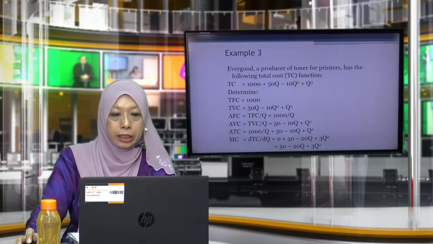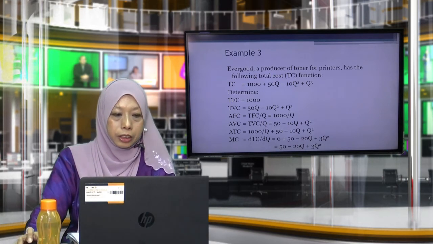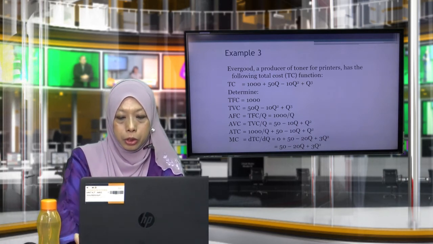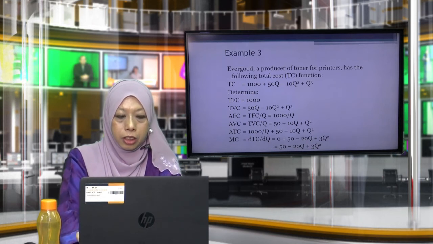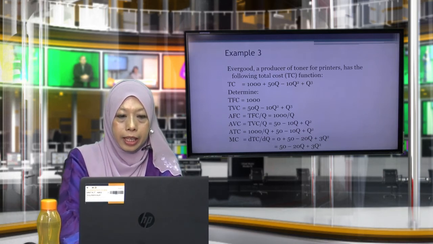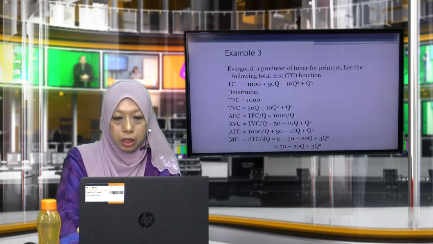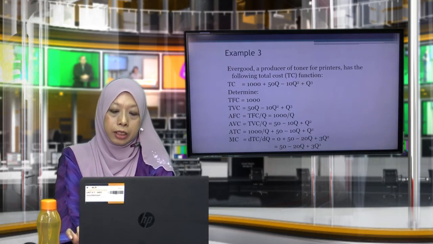Now, let's look at the question again. First of all, you need to find average fixed cost. How do you find average fixed cost? It should be total fixed cost divided by Q, and that will be 1000 over Q. That's your average fixed cost.